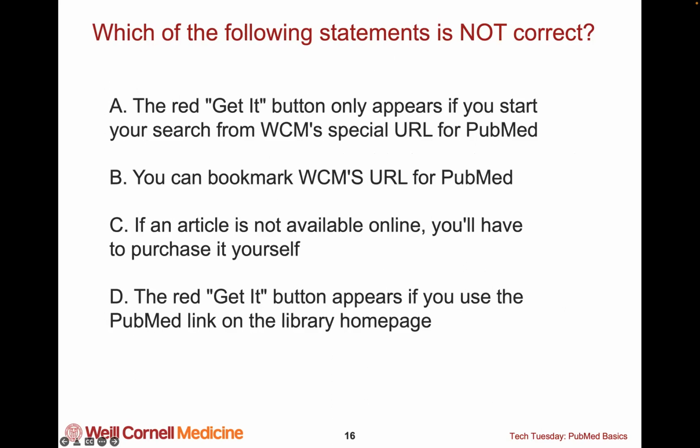The red Get It button only appears if you start your search from Weill Cornell's special URL for PubMed. You can bookmark Weill Cornell's URL for PubMed. If an article is not available online, you'll have to purchase it yourself. Or the red Get It button appears if you use the PubMed link on the library homepage. So which of these is not correct?